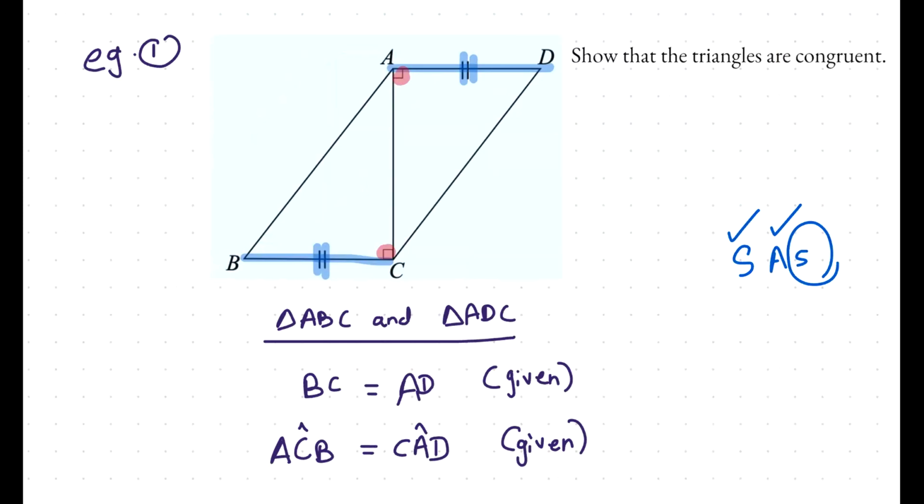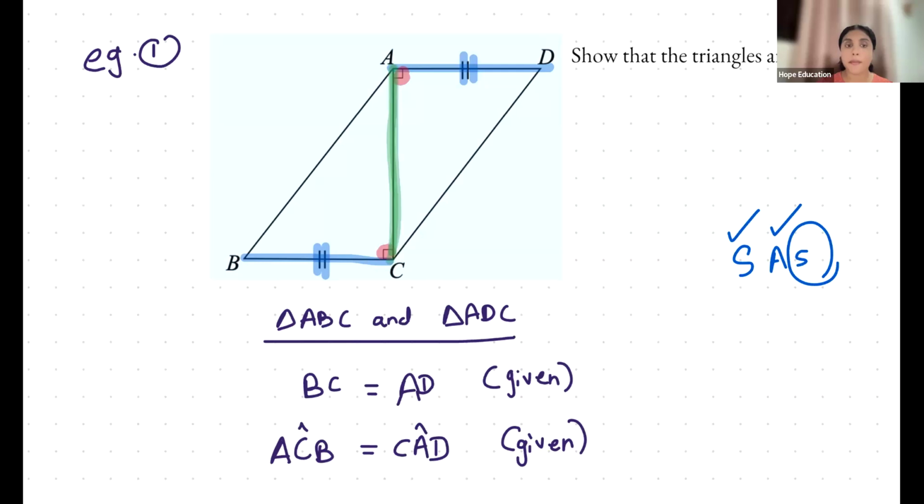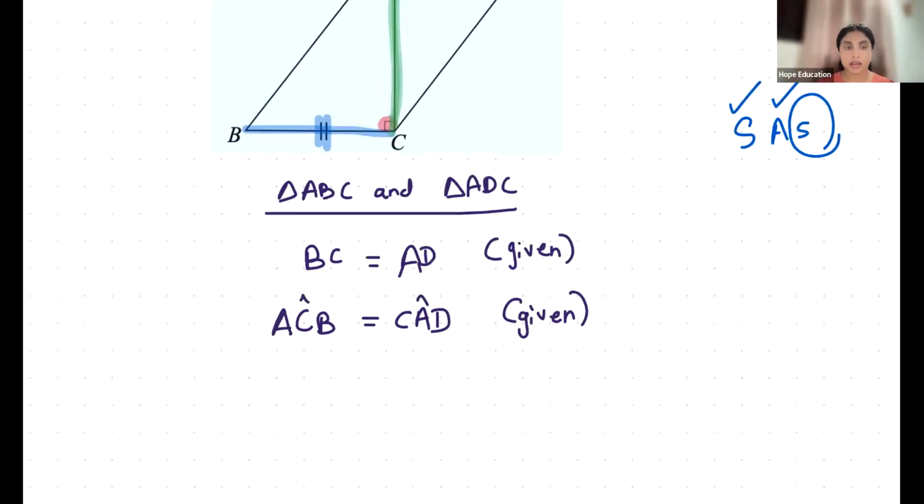AC equals AC. Yes. In the triangle ABC, we have a side AC. In the triangle ADC also, we have the same side AC. So AC is a side that is common to both. In the triangle ABC, the side AC is equal to the side AC in the other triangle, which is ADC.